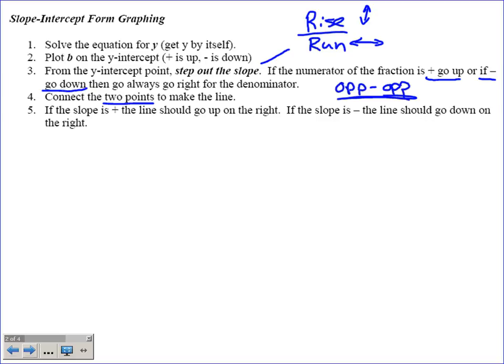If the slope is positive, the line should go up. Does that make sense? Yep. Up is positive. If it's negative, it should go down. Does that make sense? Yep. And both of those are, as we talked about, to the right. Okay. So let's try this.